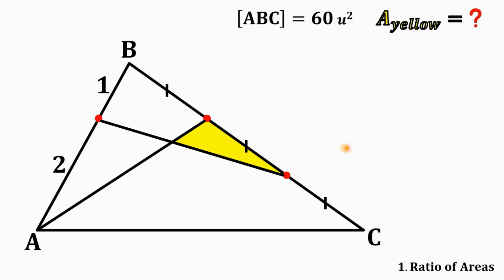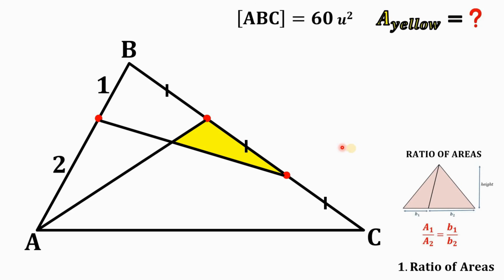Alright, so what is ratio of areas? If we're given two triangles having the same height, then the ratio of their areas must be equal to the ratio of their bases, or vice versa. If we have two triangles having the same base, then the ratio of their areas must be equal to the ratio of their heights. So to start with, let X be the area of this yellow triangle.